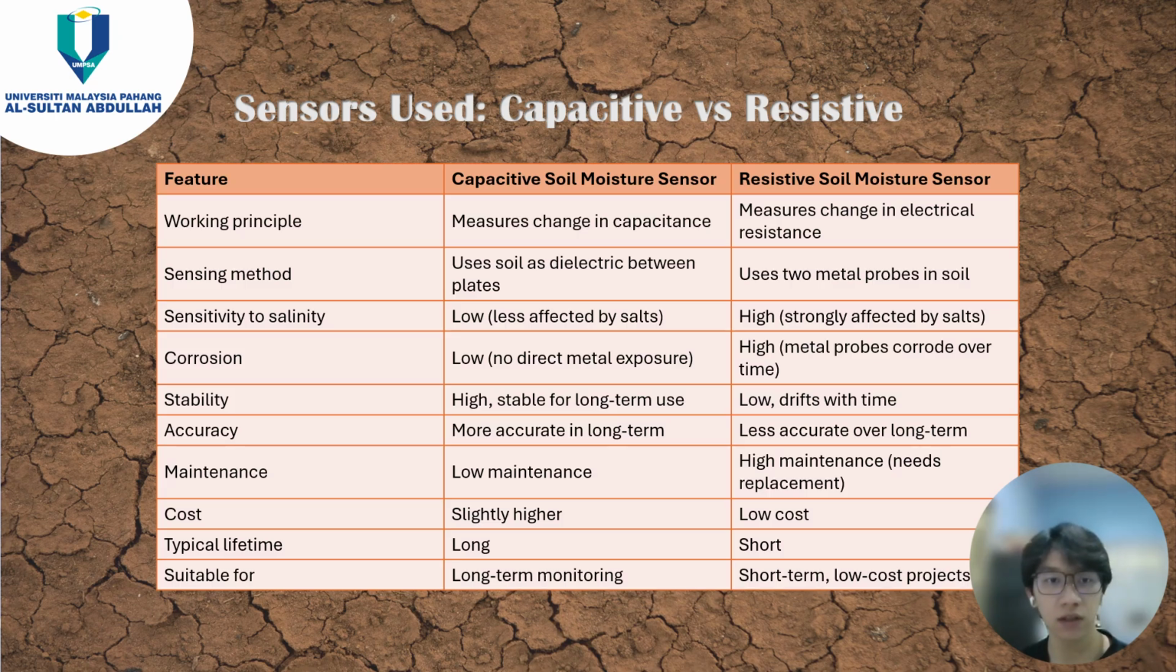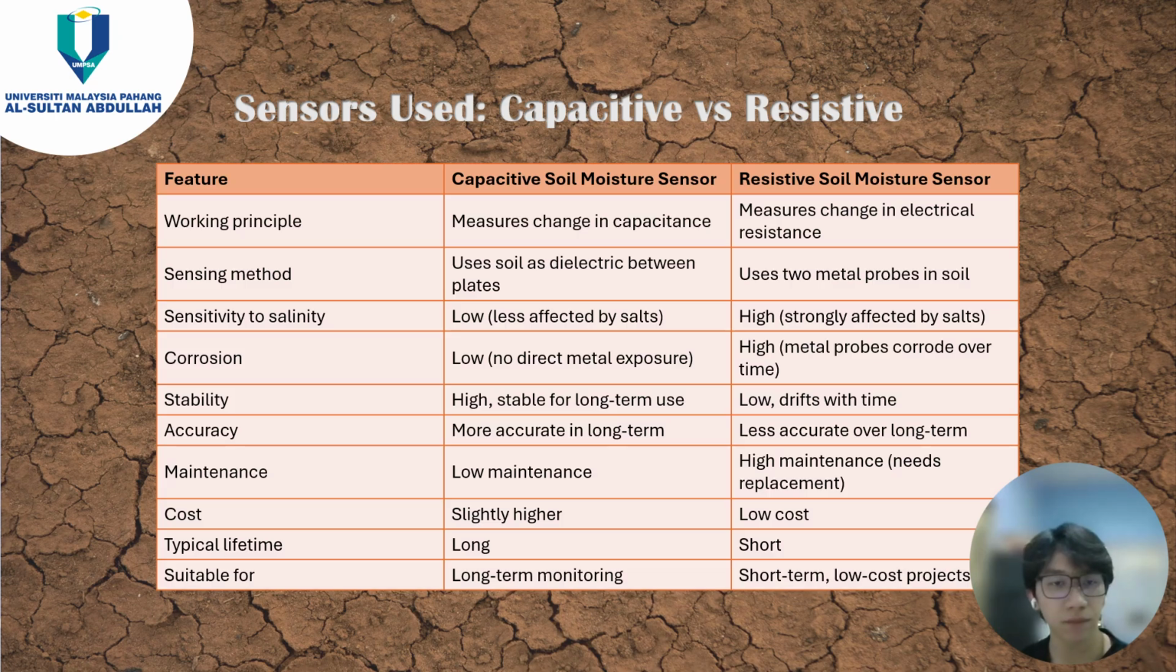The corrosion on the sensor for capacitive soil moisture sensor is low and it has no direct metal exposure, while for the resistive soil moisture sensor, the corrosion is very high as metal probes corrode over time. For the stability, capacitive soil moisture sensor is more stable and has high stability for long-term use, while resistive soil moisture sensor has low stability and the stability drifts with time, as it will be going down as time goes by. For the accuracy, capacitive soil moisture sensor is higher and more accurate in the long term, while resistive soil moisture sensor has less accuracy over the long term.